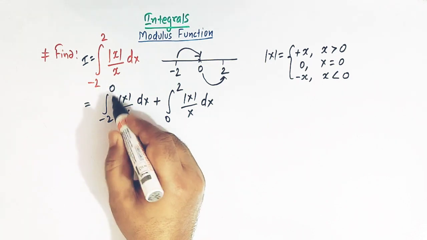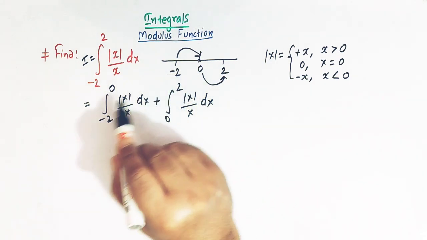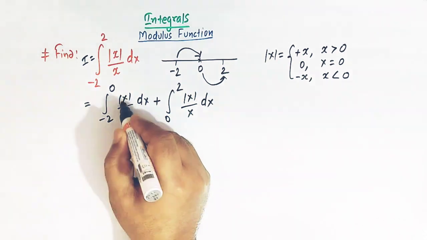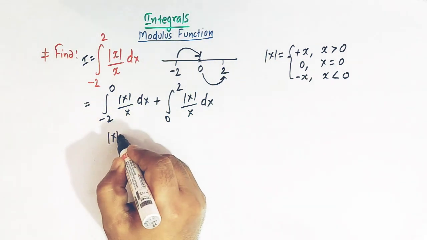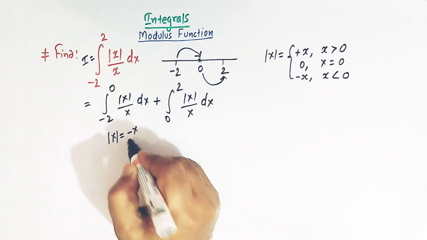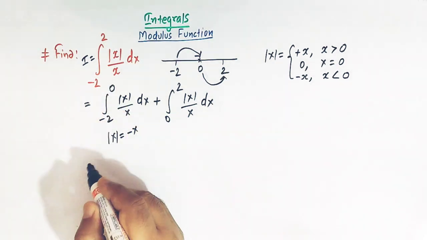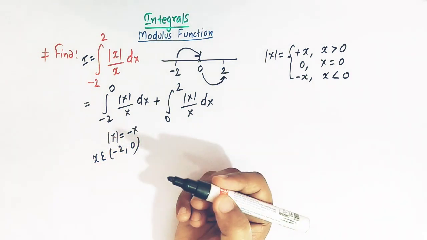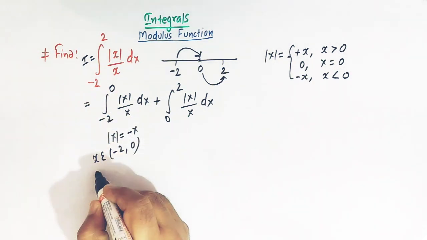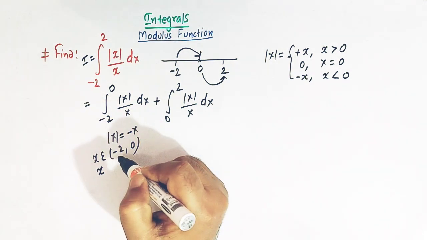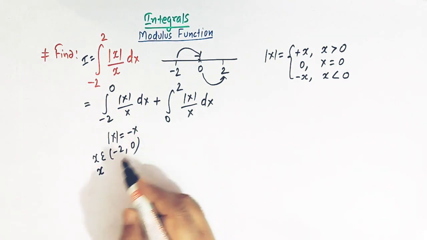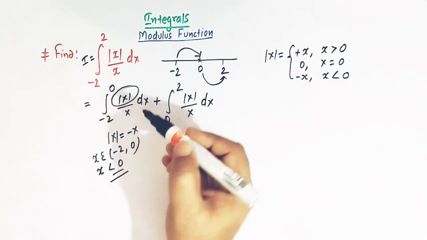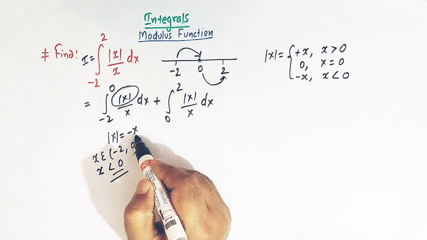In the first case, when we take the limits minus 2 to 0, mod x should be equal to negative x, because x belongs to minus 2 to 0, and all the x which lie in this interval are less than 0. So in this case mod x must be equal to negative x.